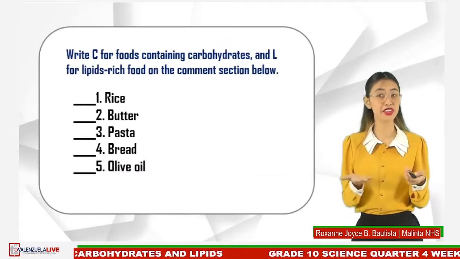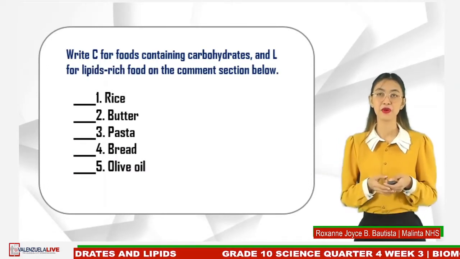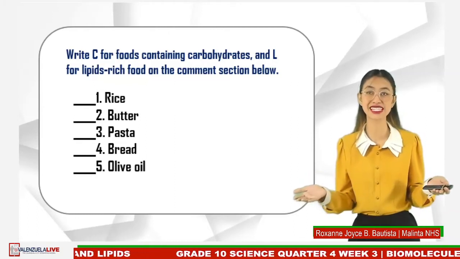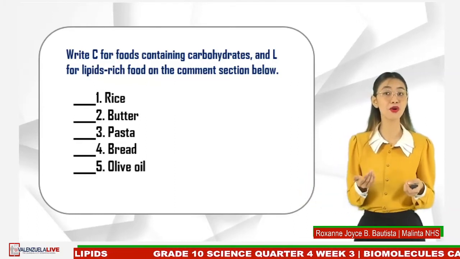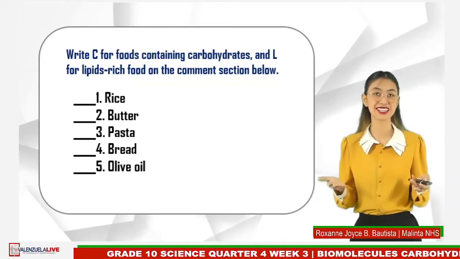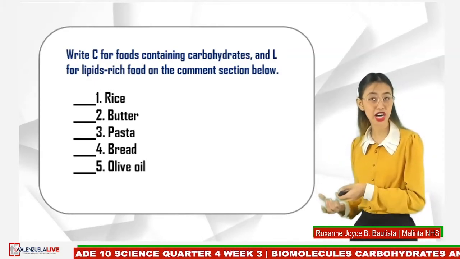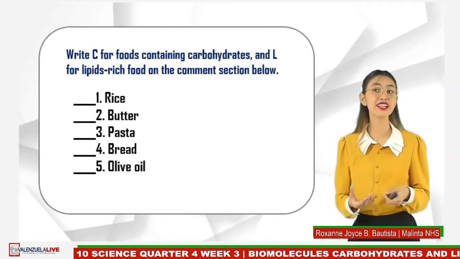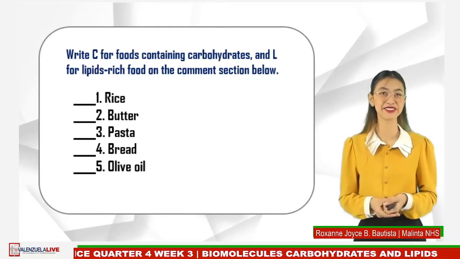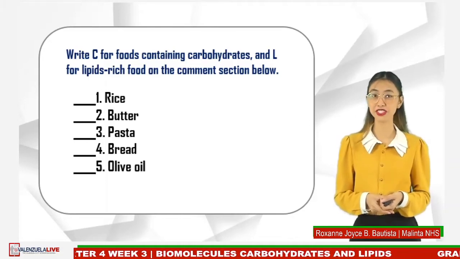Before we end our discussion, let's have a short activity. We all know that biomolecules are found in a variety of foods. On the given foods below, identify which contain carbohydrates or lipids. All you need to do is write C for foods containing carbohydrates and L for lipid-rich foods in the comment section below. I will be giving you 30 seconds to answer.